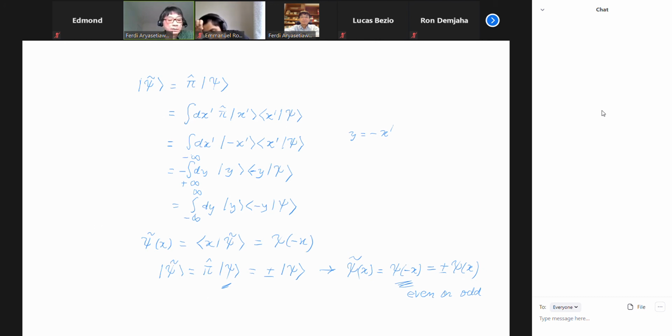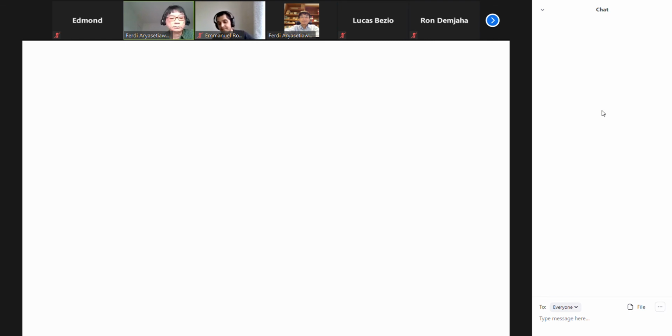So let's go a little bit further. So we also want to know how this inversion operator, how it... So I want to say, what is the commutation relation of this inversion operator with the position operator.